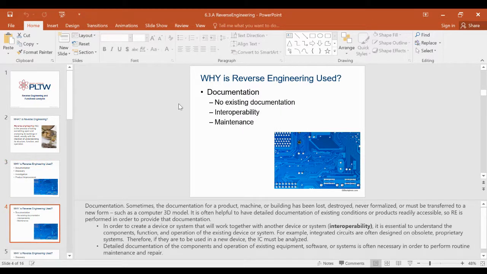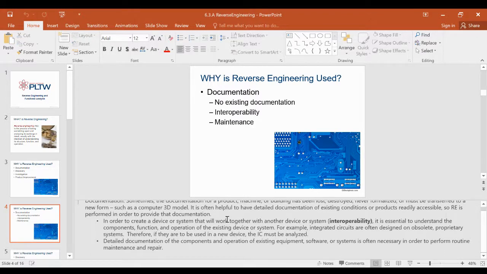Some more examples here. Maybe a product doesn't have existing documentation, or maybe you need maintenance, so you reverse engineer it. We have our notes down here. The product has been lost. Maybe it needs to go to a computer 3D model. It's essential to understand the function of a system. So integrated circuits, think about circuit boards, often designed on obsolete or old systems. So if they want to be used in a new device, we have to have some type of reverse engineering, as well as helping us do routine maintenance, repair, that type of thing.